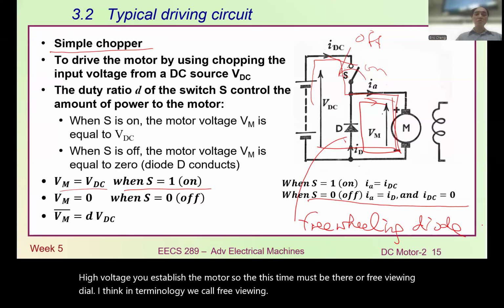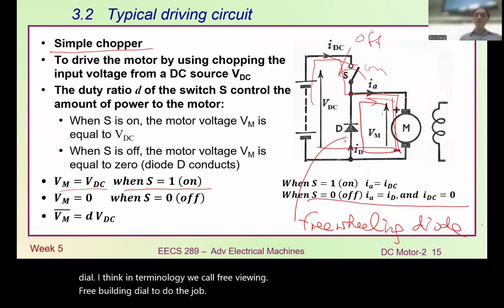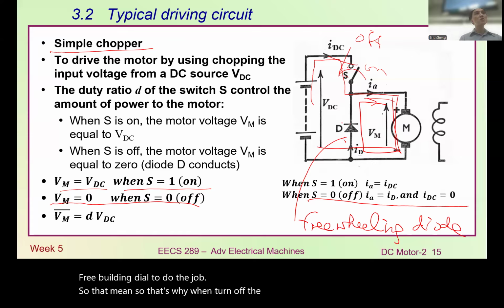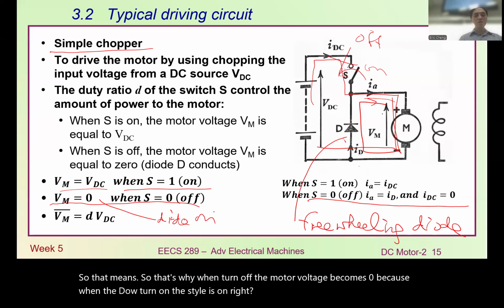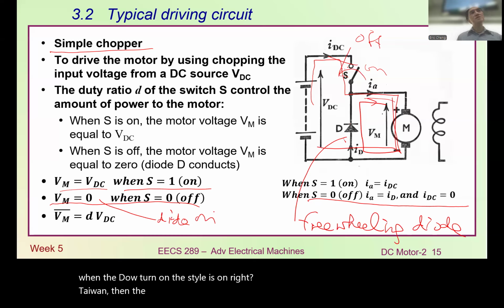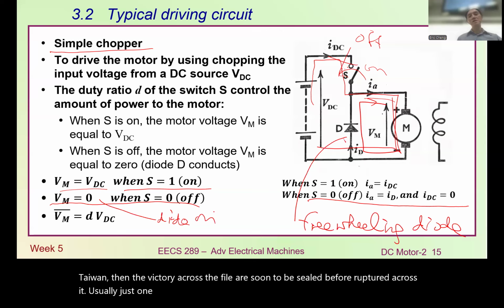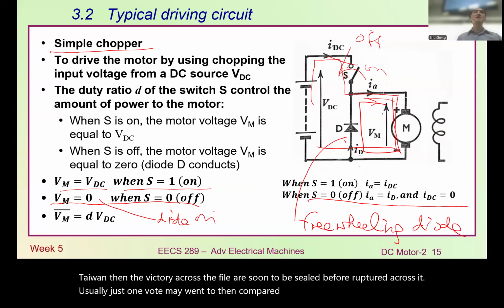Freewheeling diode to do the job. So that's why when I turn off, the motor voltage becomes 0, because the diode is on, right? With the diode on, the voltage across the diode is assumed to be 0, because the voltage across it is usually just 1 volt, maybe 1 to 2 volt, compared to a DC voltage, which supposedly looks like 0 volt anyway.